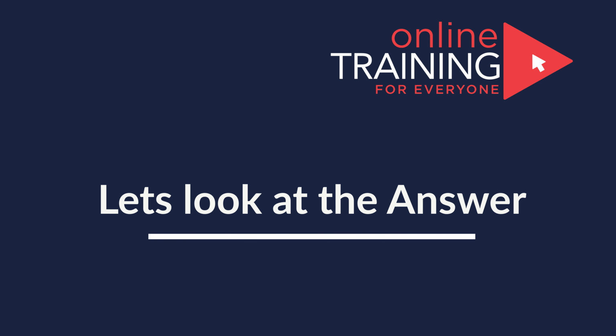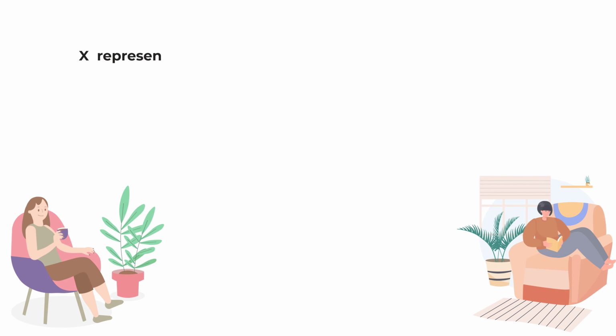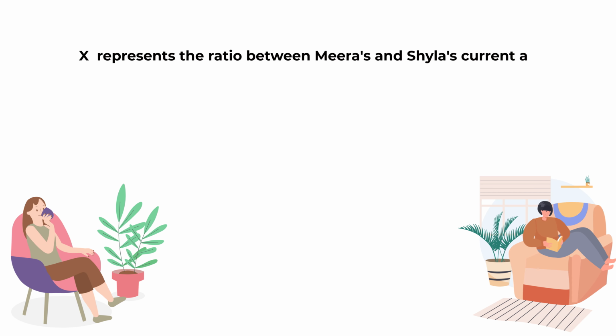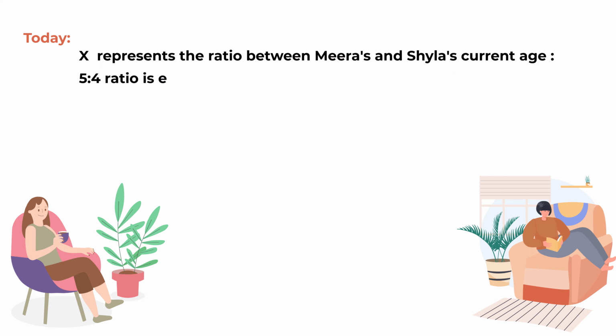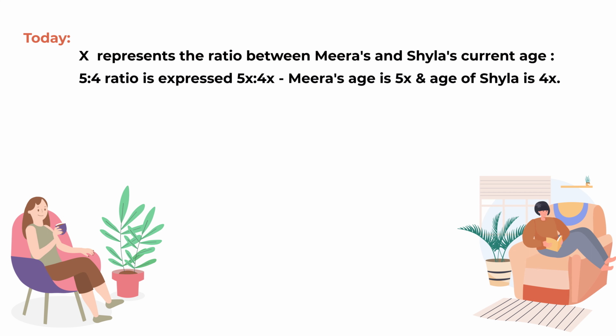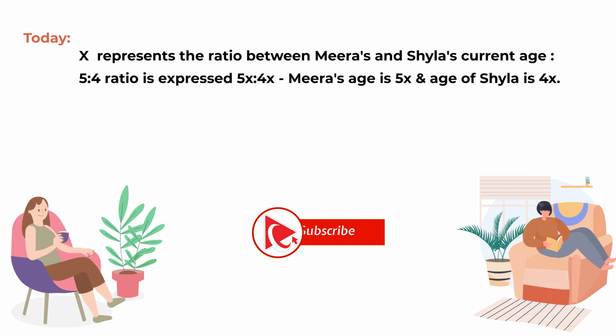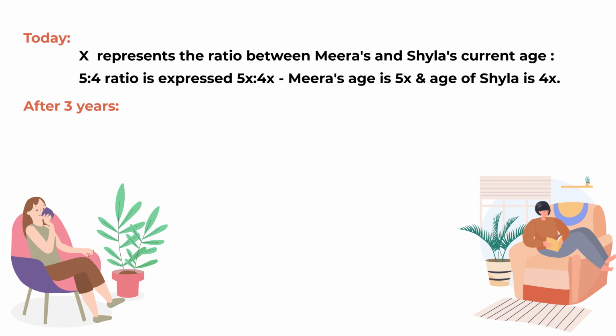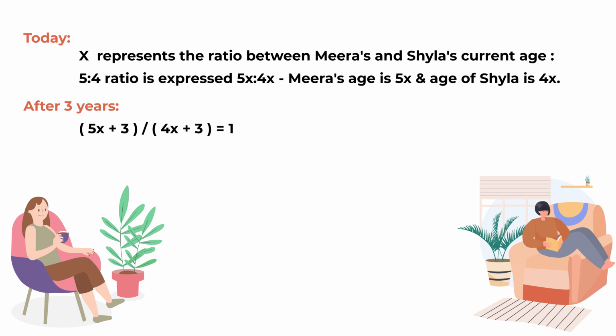To solve it, we need to define a variable x, which would be the ratio between Mira's and Shyla's current ages. If that's the case, then the current age of Mira will be 5x, and the current age of Shyla will be 4x, which means that we can build an equation and calculate their ratio of ages after 3 years. In this equation, we will have (5x plus 3) divided by (4x plus 3), which would be equal to 11/9.